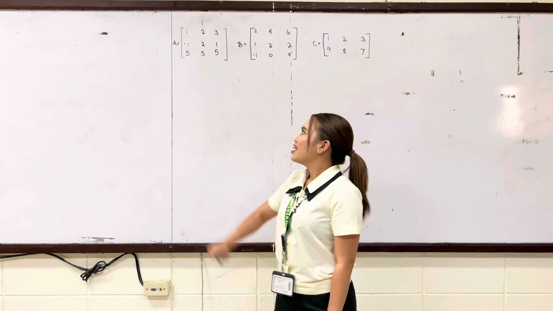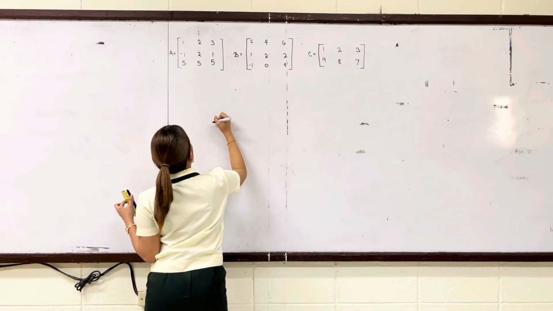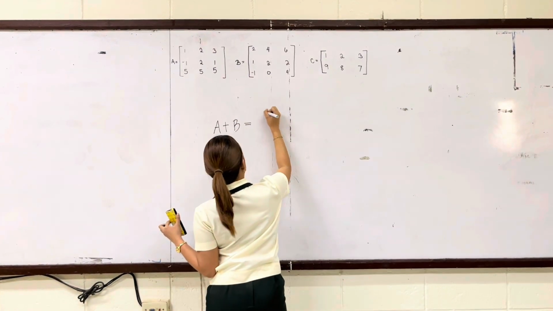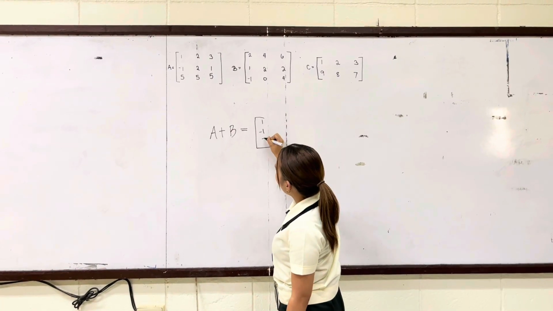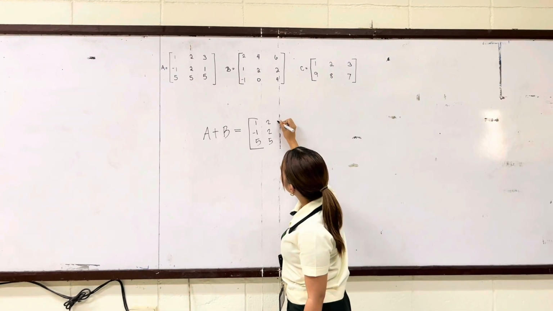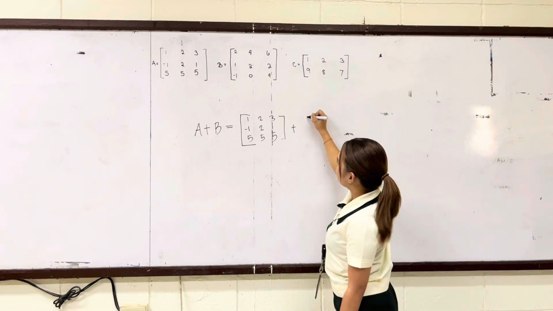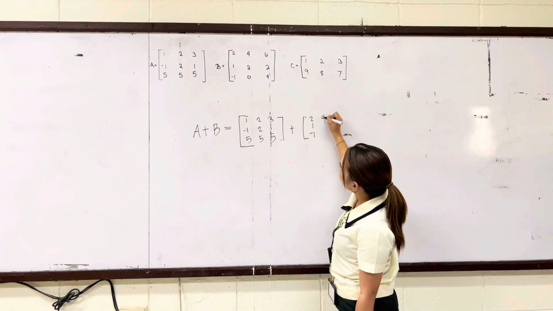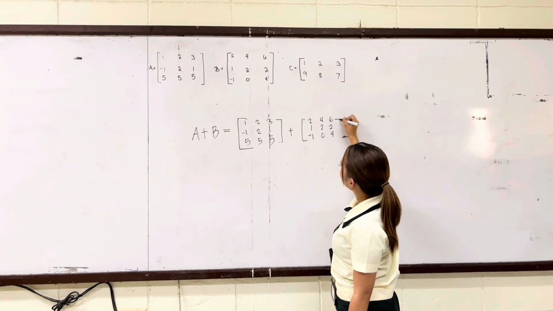Subtraction and matrices. Given these three matrices, we will solve A plus B. So first, we will try to copy A, which is 1, negative 1, 5, 2, 2, 5, 3, 1, 5. Next is B: 2, 1, negative 1, 4, 2, 0, 6, 2, and 4.